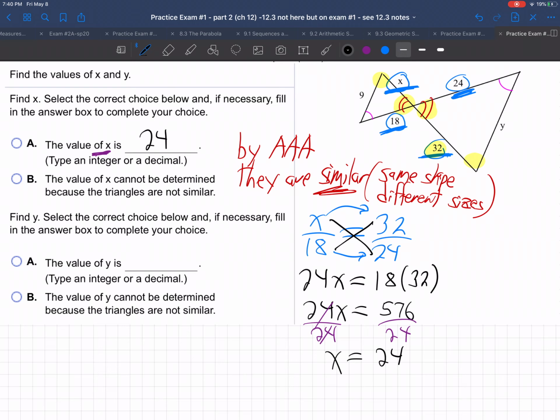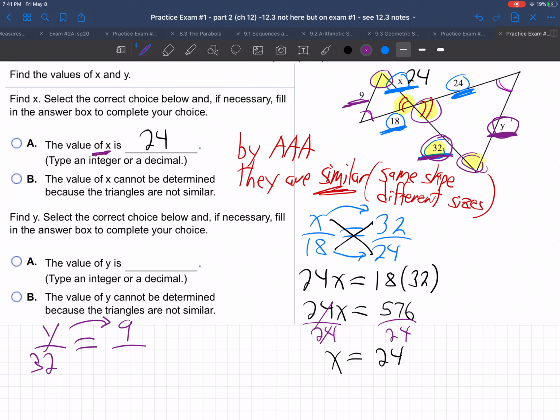Now, let's try to find y. So now we know x is 24. Now we can try to find y. How about we go y is to 32 as, right? Similar triangles have sides in equal ratios. So the y in the triangle on the right matches up with the 9, right? Because he's between the single mark and the no mark. So y matches with the 9. 32, between the double and the no mark, he goes with the 24.